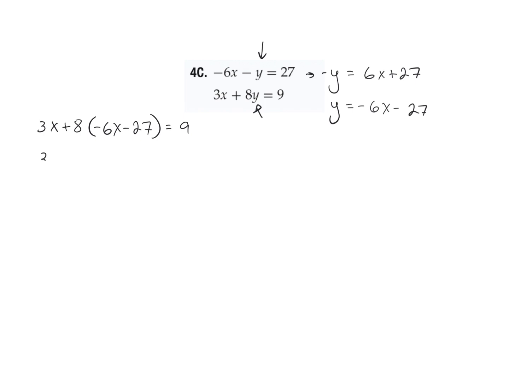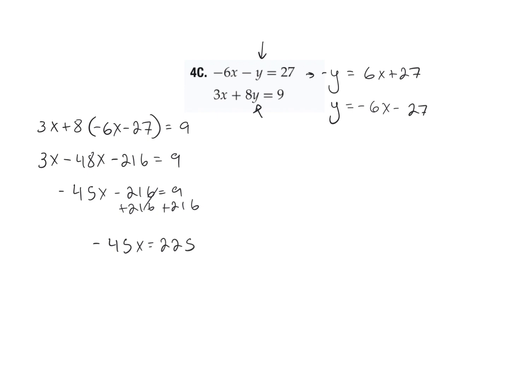So this would be 3x minus 48x minus 216 equals 9. So I'll do 48x and 3x to get negative 45x minus 216 equals 9. I'm going to go ahead and add 216 to both sides. And I'm going to get negative 45x is equal to 225.